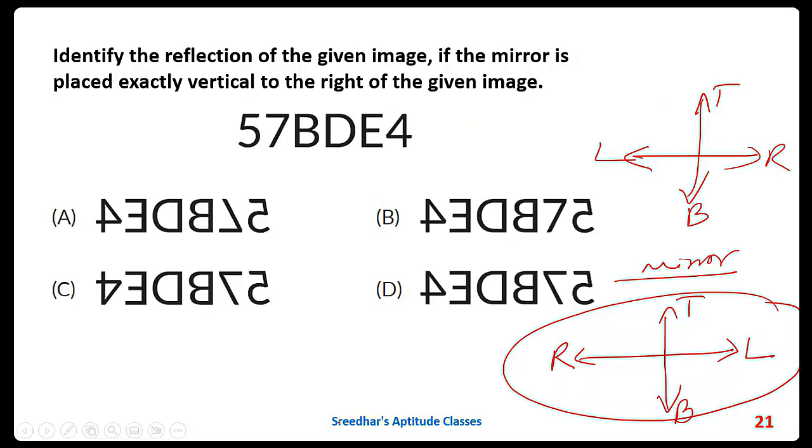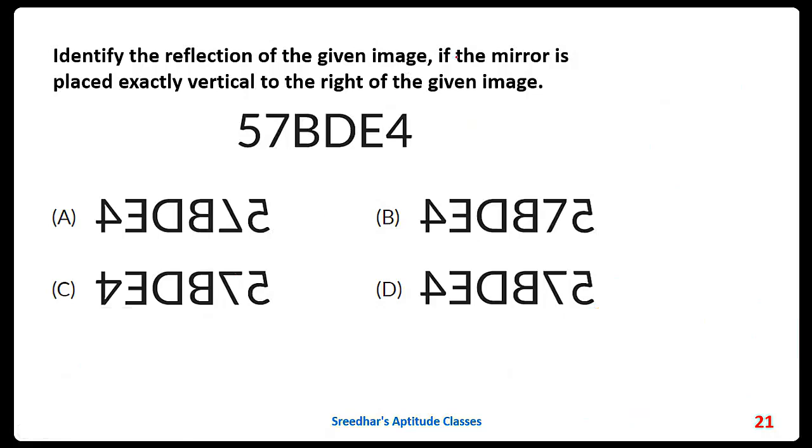Okay, in mirror, left appears to be right, right appears to be left. In water, top appears to be bottom, bottom appears to be top. Is this clear? Okay, now you are asked to find the mirror image for this object. So 5 is at the left, it should be on the right. In all the options, it is on the right only.